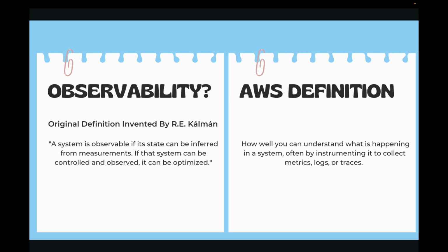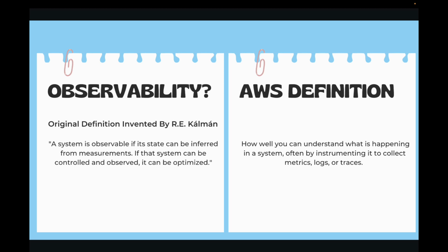So observability, the term was invented by R.E. Kalman in the 1960s, I believe. And what he says is a system is observable if its state can be inferred from measurements. If that system can be controlled and observed, it can be optimized. So what he really says is, if there is a system and you can measure it, infer and draw some conclusions out of those measurements, then we can go ahead and control it, and if we can observe it, then we can go ahead and improve it. So that's what he says.